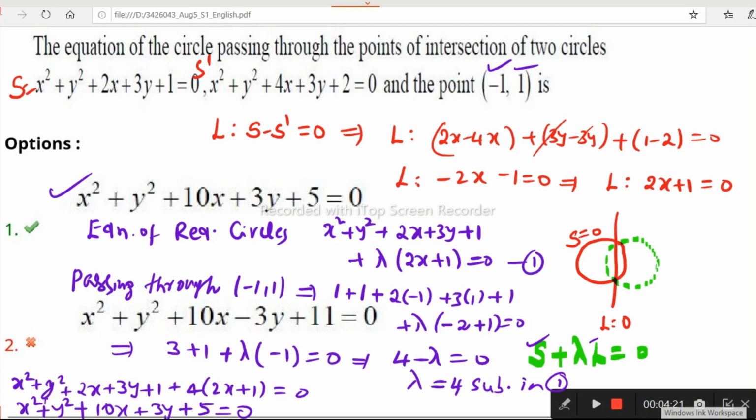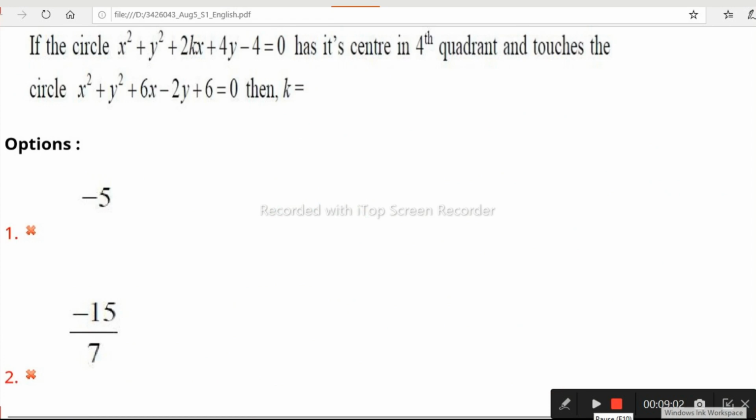Now look forward to the next question. Yes, what is this question? Last question in this paper. If the circle x square plus y square plus 2kx plus 4y minus 4 is 0 has its center in the 4th quadrant, and touches the circle x square plus y square plus 6x minus 2y plus 6 is 0, then k is asked. So indirectly these two circles touch each other.